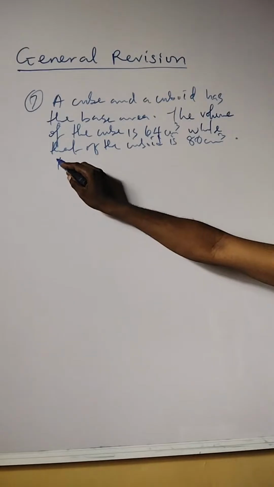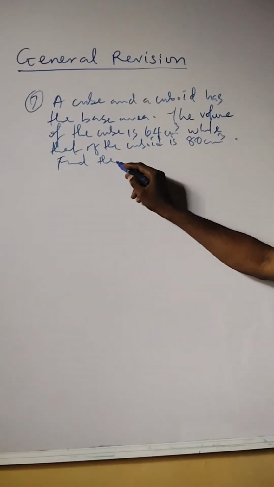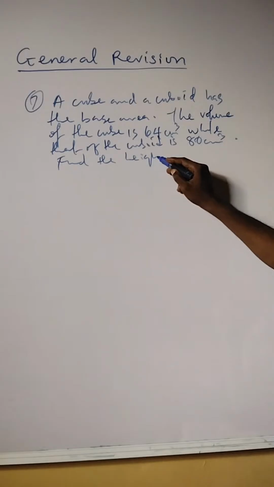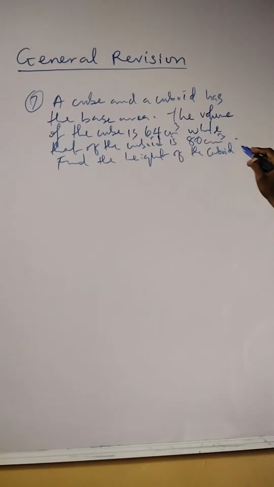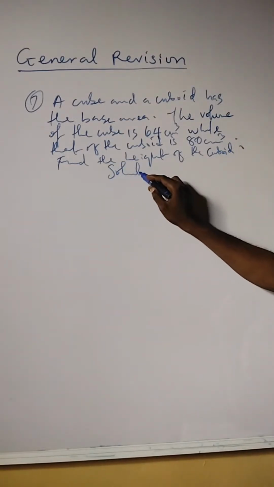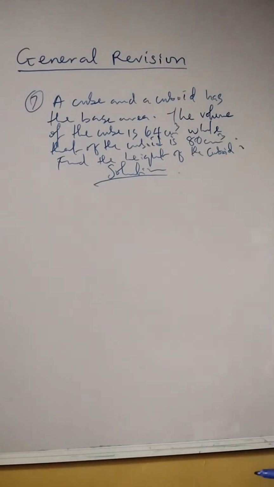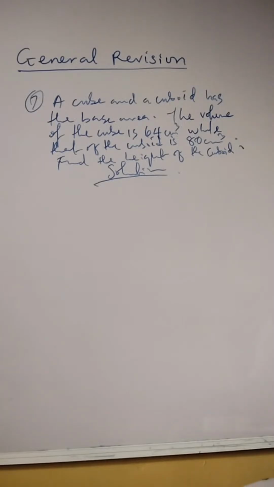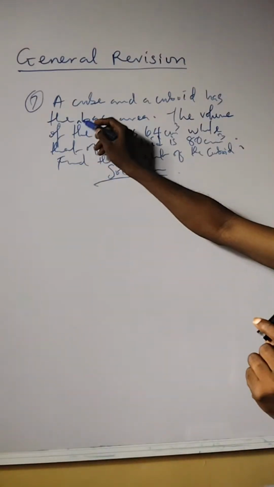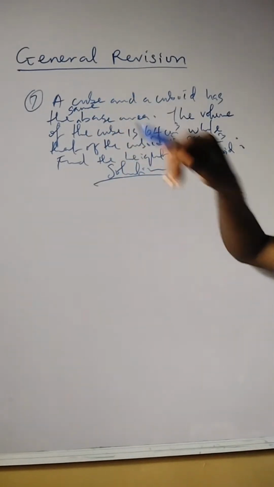I think they want us to find the height of the keyboard, if I'm not mistaken. The question is not complete here. Find the height of the keyboard. Solution. When you consider this kind of question, they're talking about a solid figure. Keyboard has the same base area. I omitted that statement. So their base areas are the same.